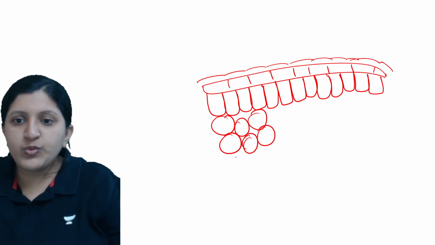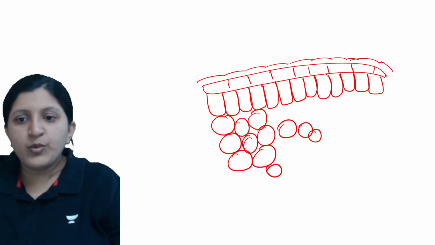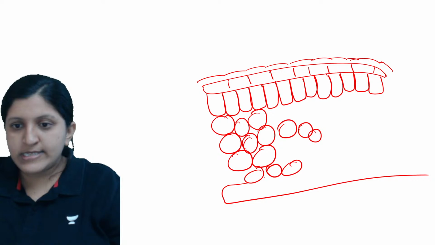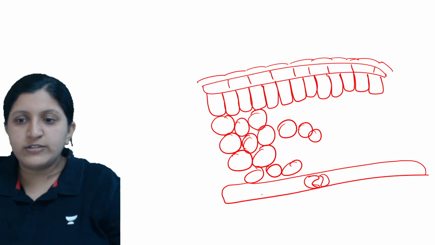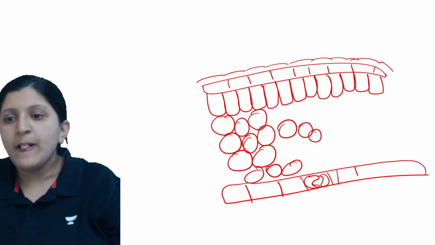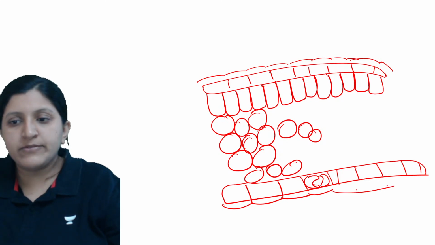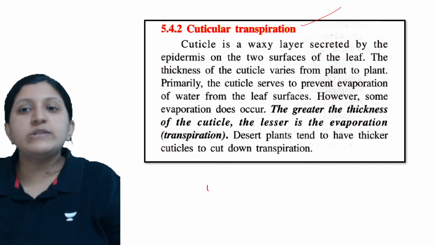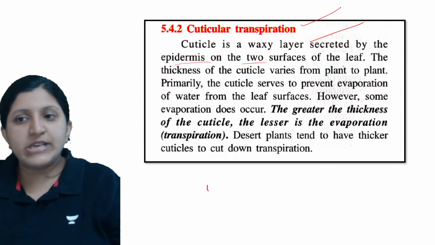Here is the substomatal space, and you can find the lower epidermis as well, with the guard cells here and there. The lower epidermis is also covered by the cuticle, but comparatively it is very thin. Cuticle is a waxy layer secreted by the epidermis on the two surfaces of the leaf.